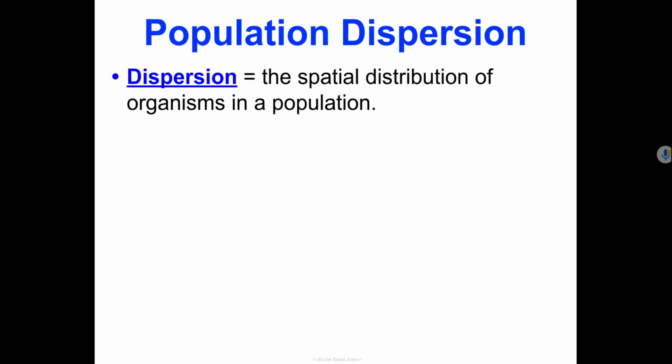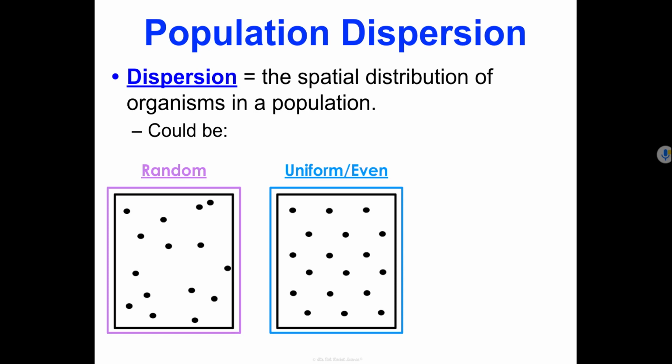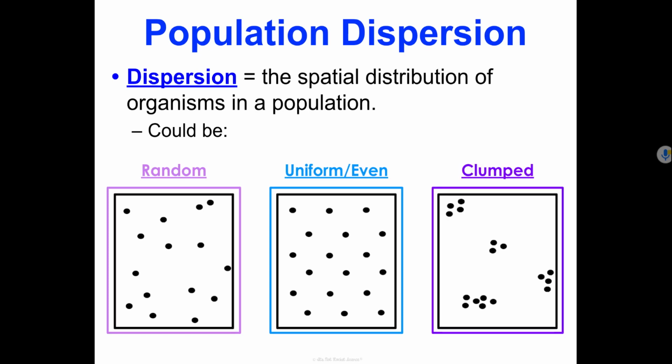The next concept I want to introduce you to is population dispersion. Dispersion is the spatial distribution of organisms in a population, and there are 3 possibilities for dispersion. It could be random, uniform, or clumped. If random, some organisms are close to others and some are not, and there aren't necessarily any groups. If uniform, organisms are equally distant from each other and there aren't groups. But if clumped, then organisms are in groups, with members of the group being very close to one another, but the groups themselves being far away from one another.